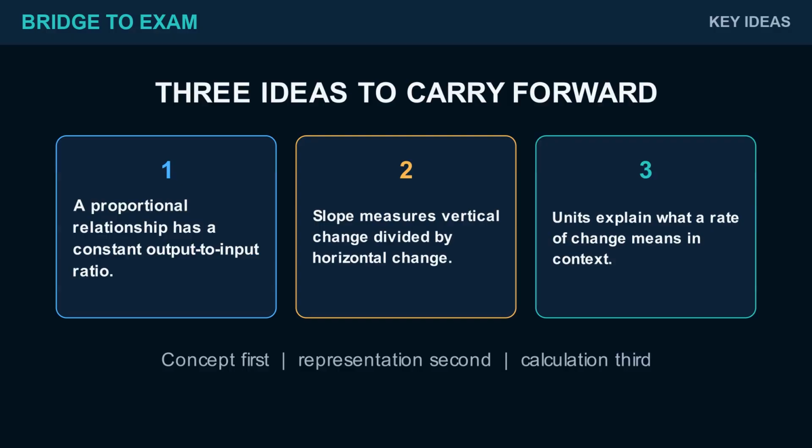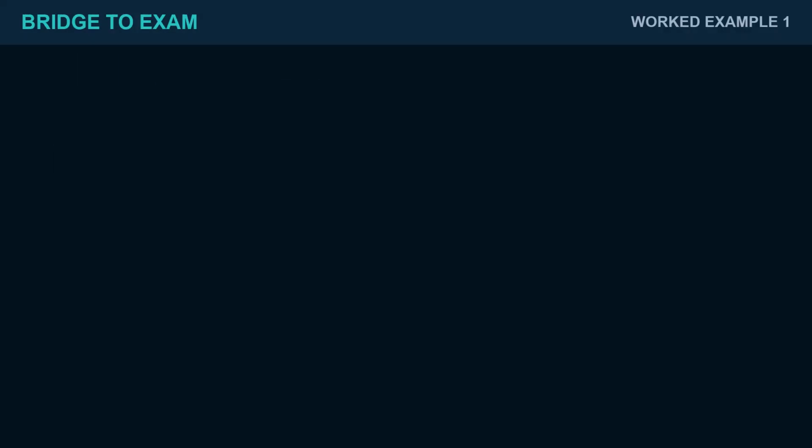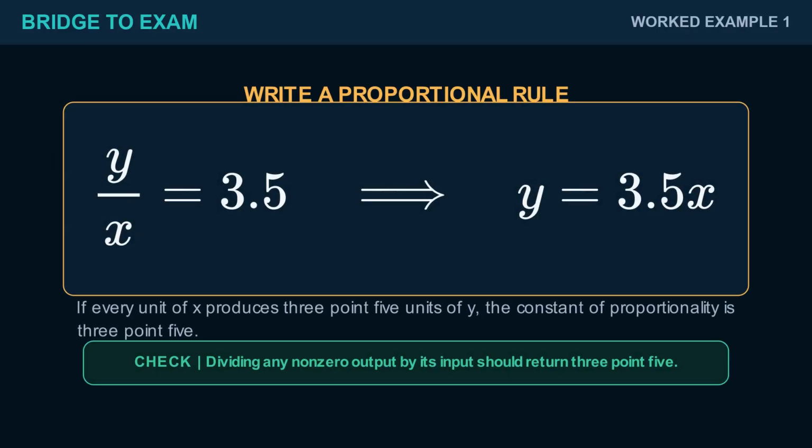3 ideas organize the lesson. First, a proportional relationship has a constant output to input ratio. Slope measures vertical change divided by horizontal change. Units explain what a rate of change means in context.